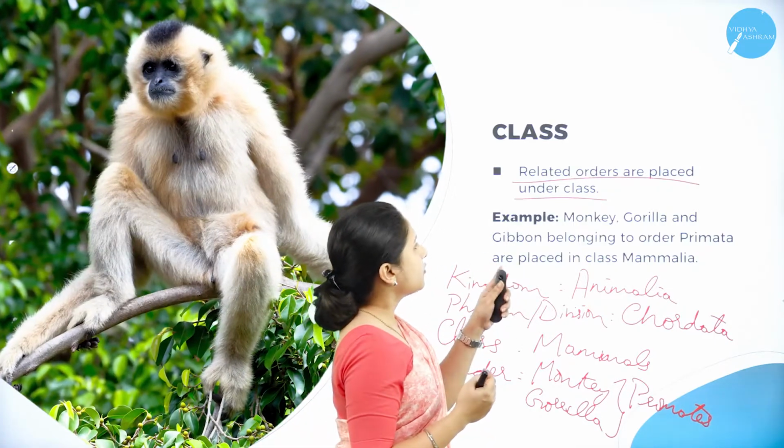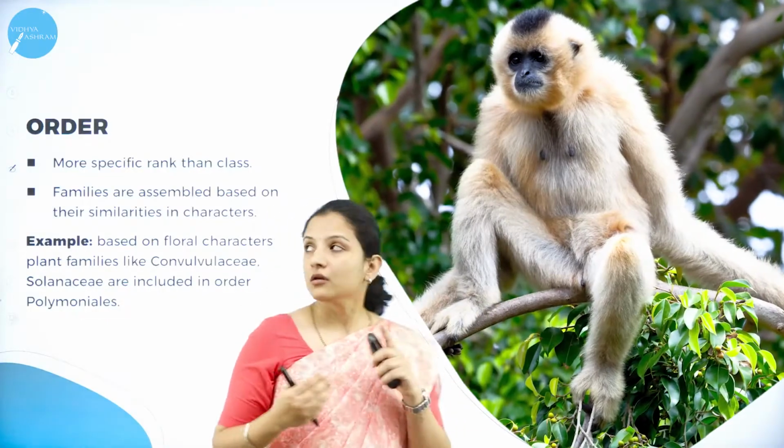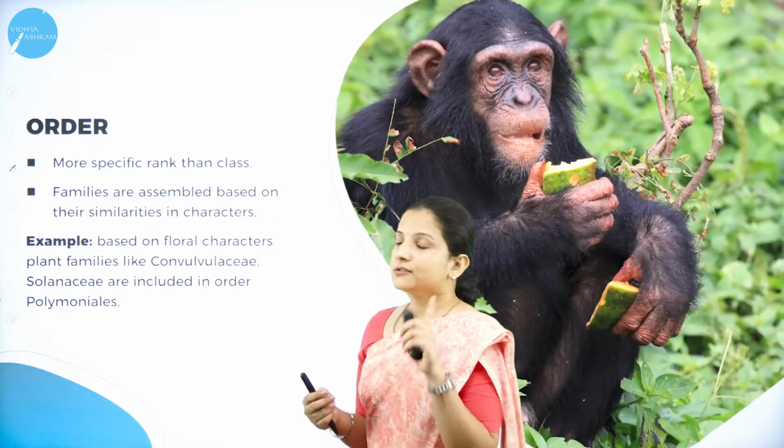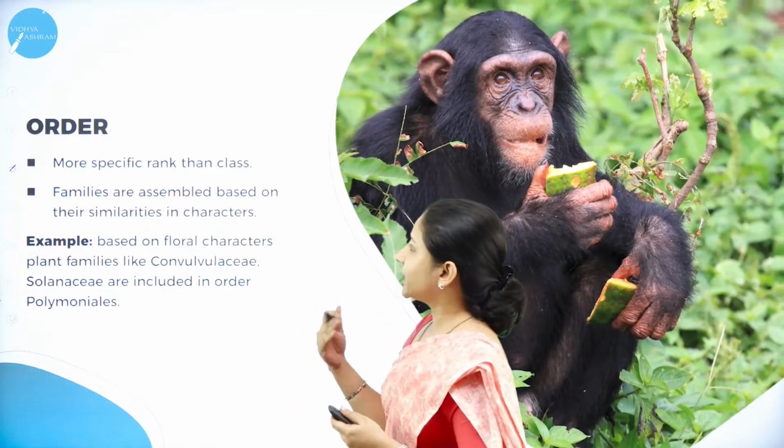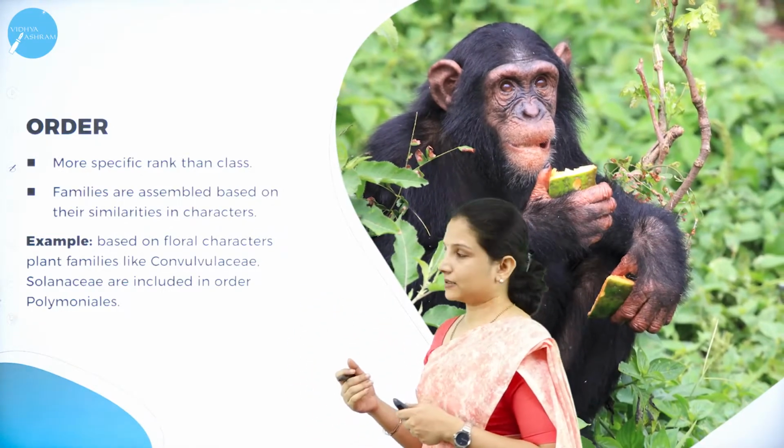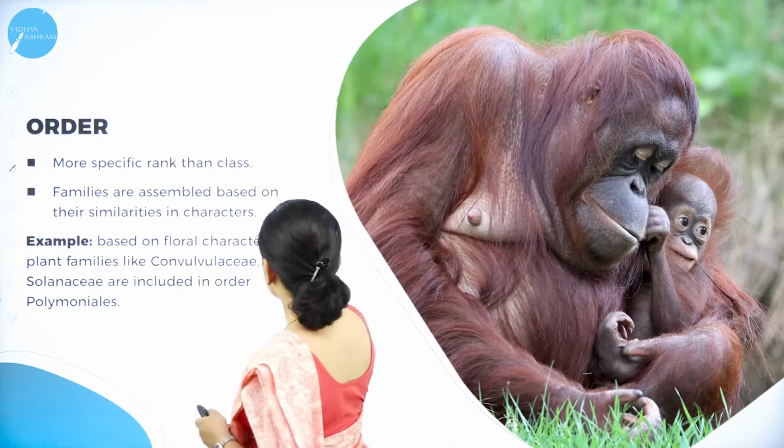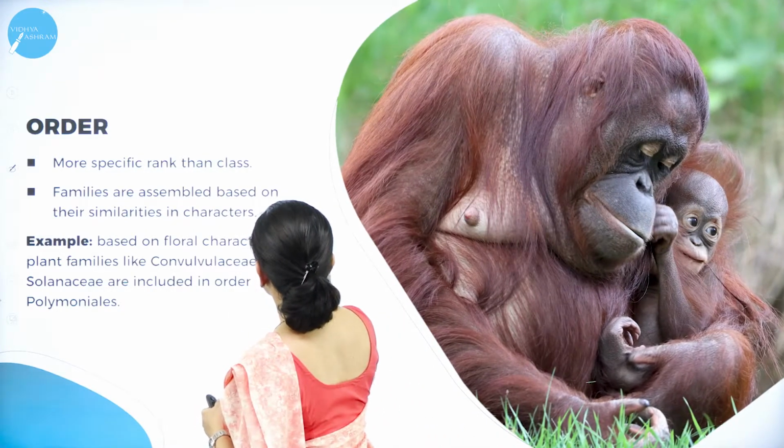Next, moving on to the order. Order is a more specific rank than the class. First we had kingdom.